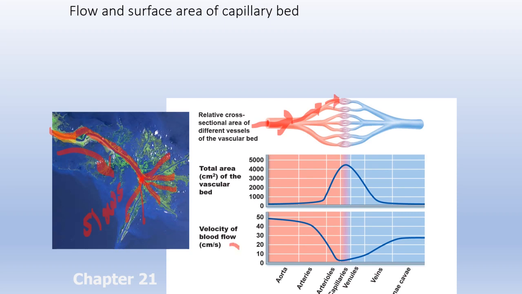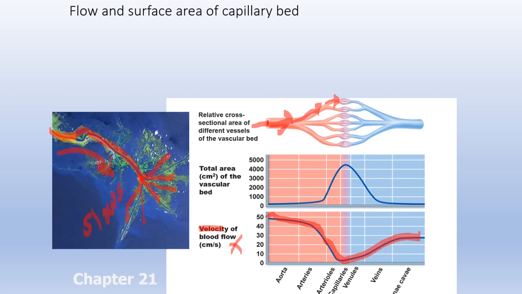And that's what this diagram down here is showing you: velocity, which means speed. Blood is going really fast in the arteries, and then it slows down. And then the speed picks up a little bit in veins, but it never really gets back to what it was in the arteries.